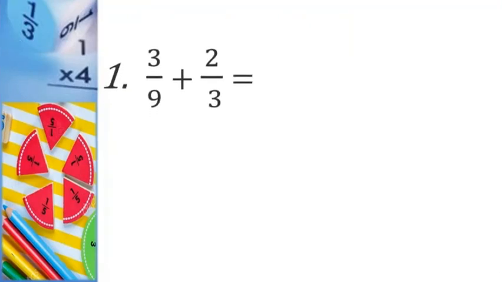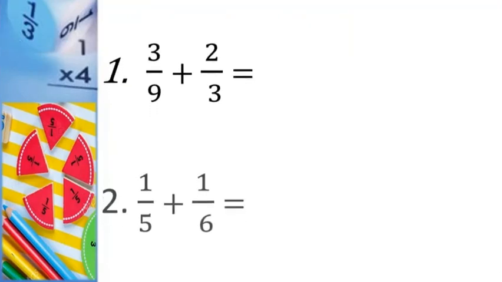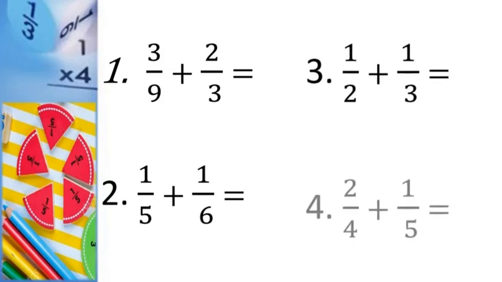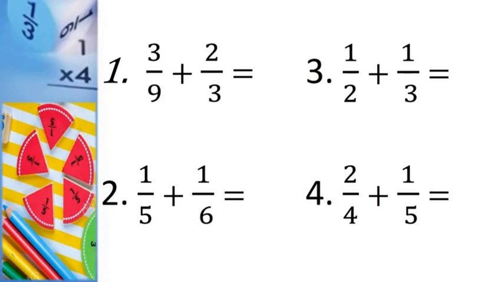Number 1, 3/9 plus 2/3. Number 2, 1/5 plus 1/6. Number 3 is 1/2 plus 1/3. Number 4 is 2/4 plus 1/5.